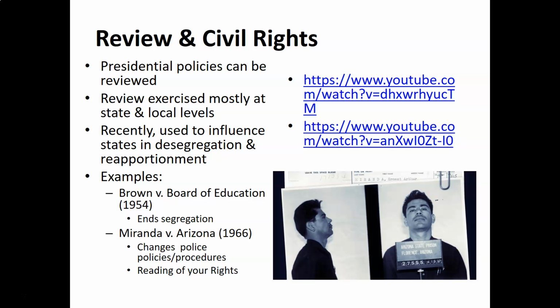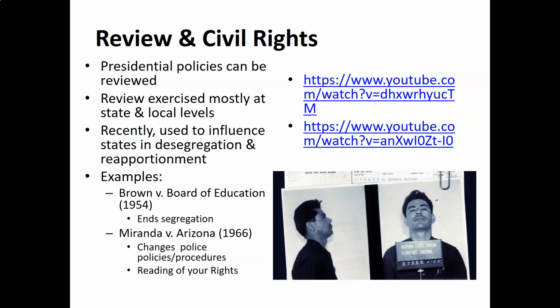Remember, when we talk about all this stuff, these powers still exist. It's not just in the Supreme Court or the federal courts. It's also in the local and state courts as well. Now, recently, in the last 50, 60 years, judicial review has been used to influence states in desegregation, most notably in the 50s and 60s, and into the 70s a little bit, and in reapportionment as more gerrymandering cases and cases dealing with representation have come about.